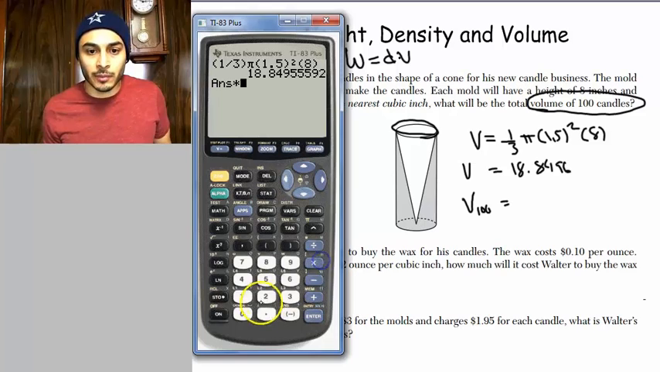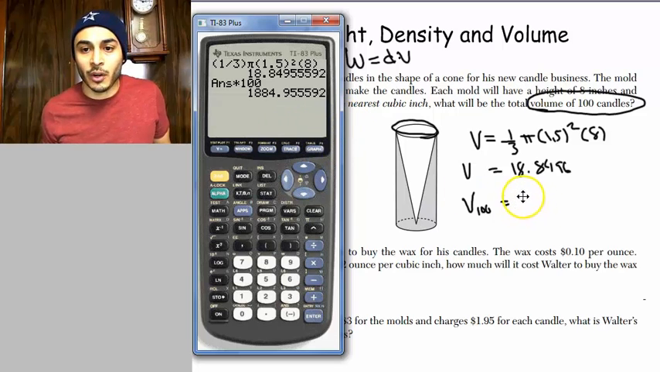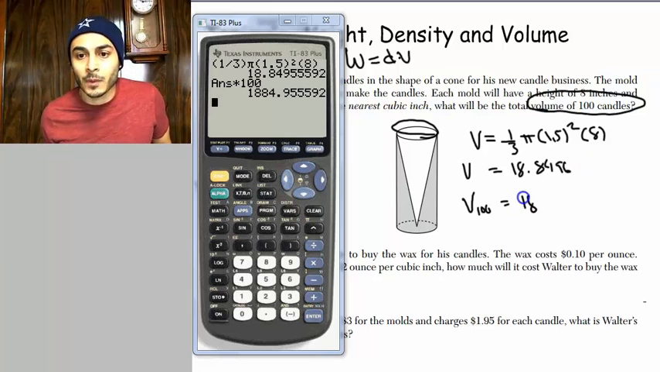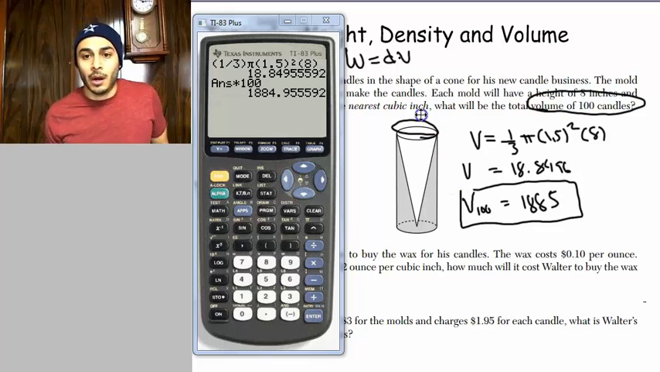So what's the volume of 100 of those candles? Let's just hit times 100. They want us to round it to the nearest cubic inch, so that's the nearest whole number. So the volume of 100 of them is 1885 after you round it off. All right, so that's the volume of 100 candles.